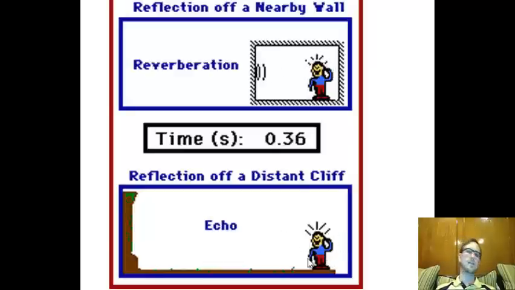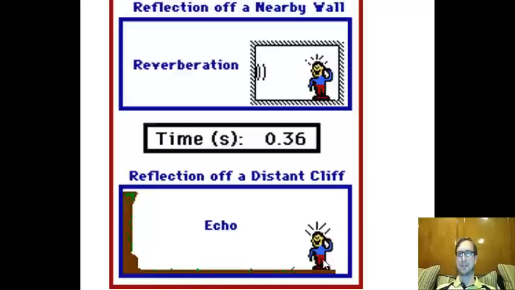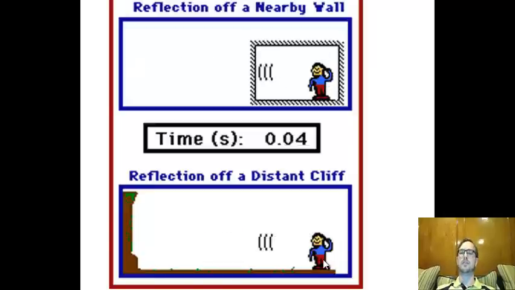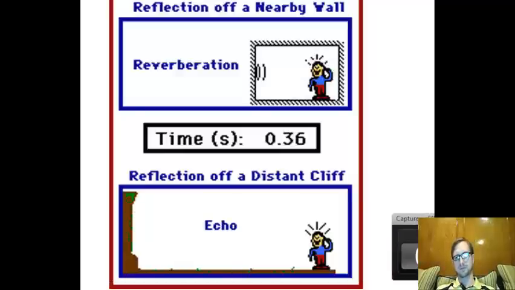If they only ask how far away the cliff is, or they might be like yelling down into a cave, how deep is the cave? You're going to have to take half of that distance because they only want the distance to the bottom, not the distance to the bottom and back up. This is a very common example of a classic physics problem.